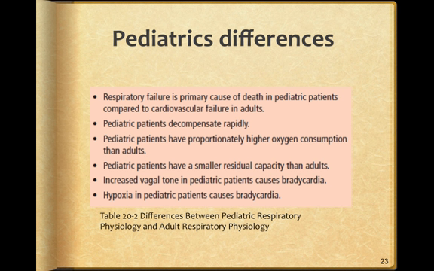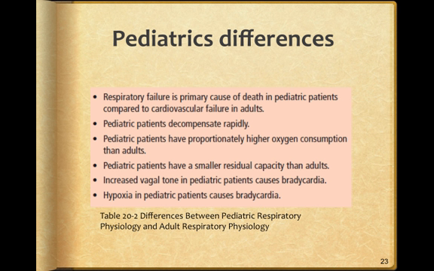Pediatric differences continued here. Respiratory failure is a primary cause of death in pediatric patients compared to cardiovascular failure in adults. Pediatric patients decompensate very rapidly. So if this is a cliff, the pediatric patient will stay pretty normal until they're at the edge of that cliff or they're out of resources, and then they'll just crash. So we have to watch very subtle changes. Increase in heart rate, increase in work of breathing. We need to get more aggressive with their airway control.